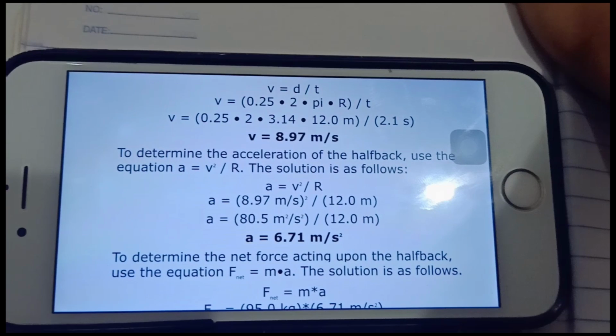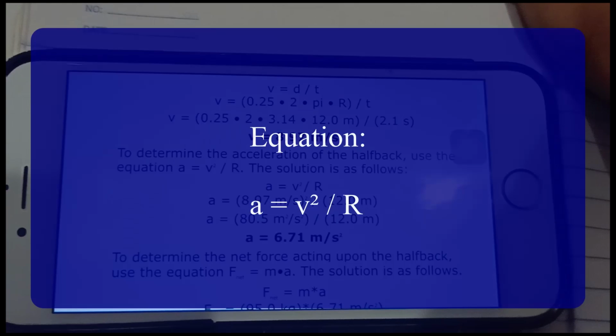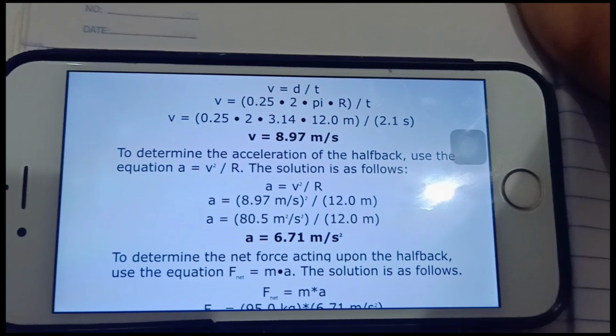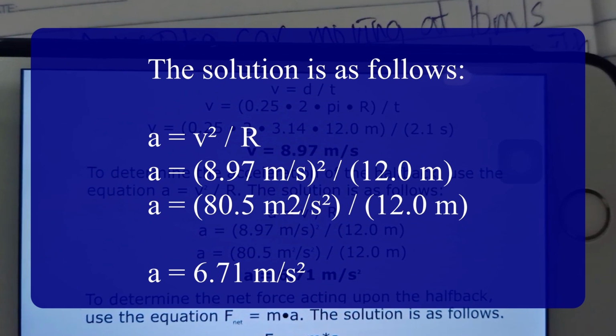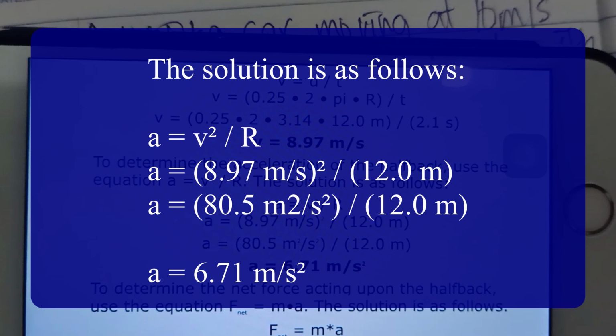To determine the acceleration of the halfback, use the equation a equals v squared over r. The solution is as follows. So a equals v squared over r, then substitute the values. So we got a equals 8.97 meters per second squared over 12.0 meters. a is equal to 80.5 meters squared per second squared divided by 12.0 meters. So our acceleration is 6.71 meters per second squared.